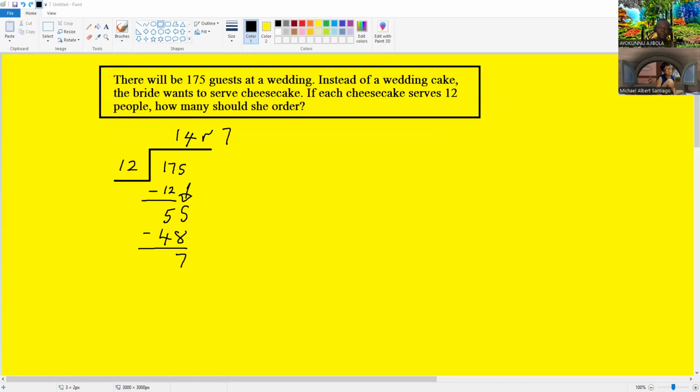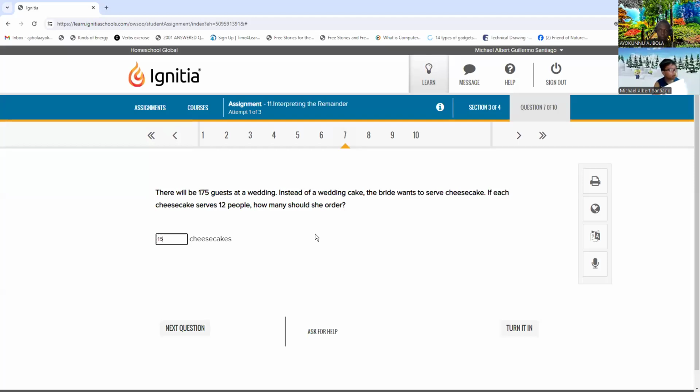The answer should be 7. 14 remainder 7. Well, the question says how many? So if they have shared 14 cakes, they need 1 more. So she's going to order 15, okay? 15 cakes. So let me share the screen back. Then we'll put 15 cheesecakes, okay? So are you ready to answer the next question, Miggy?